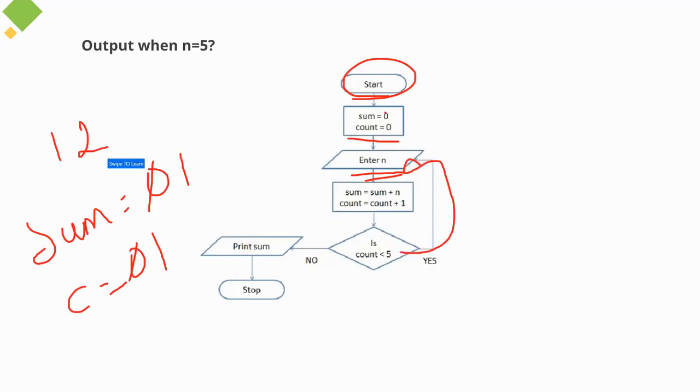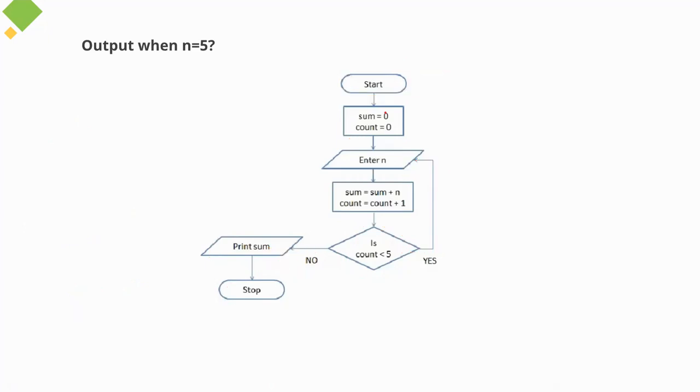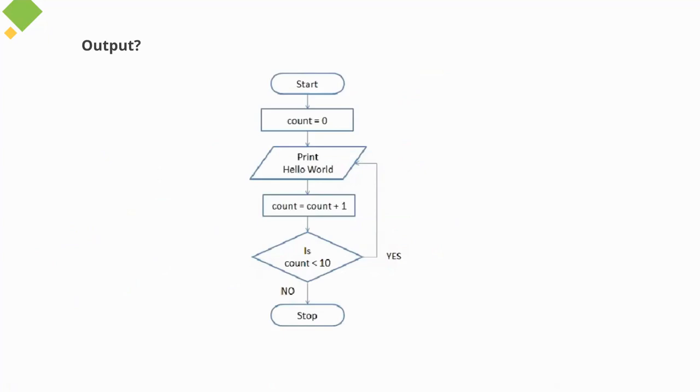Now I am going to take the n value as 2. Sum will become 2 plus 1, 3. Count will be 2. It goes on until count is no longer less than 5. If count is less than 5, yes, it goes on repeating this loop. And if it is not, like count equals 5, then it is going to print sum. So it takes five integers and prints their sum. This is the flowchart of this. Let's move on to the next.